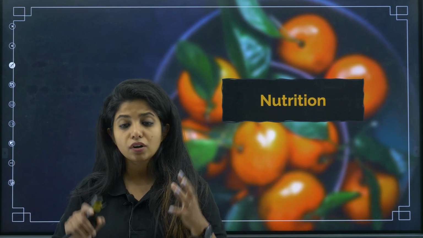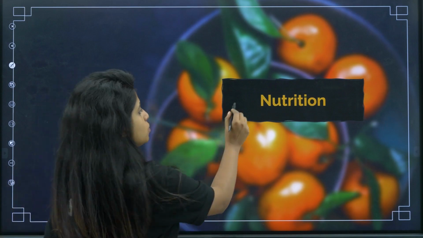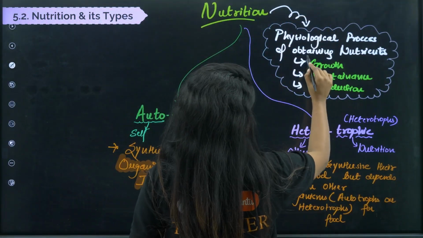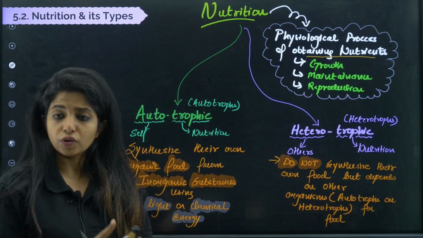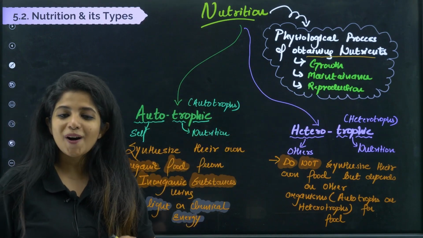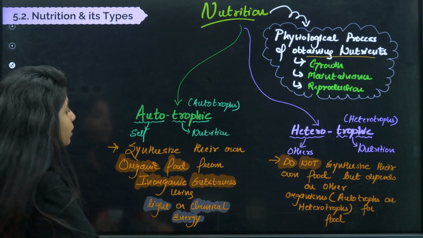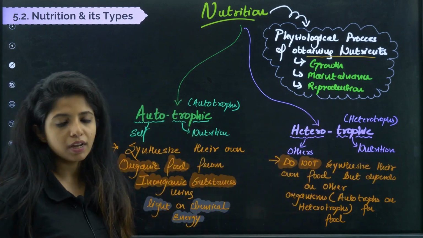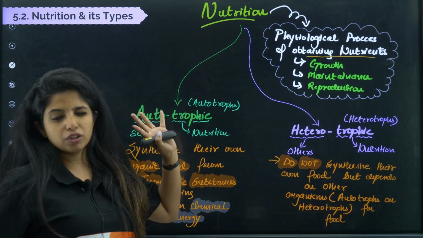So all this process runs on the basis of one fuel, that is what? Nutrition. So nutrition is a physiological process of obtaining nutrients, my dear children. It's for growth, for maintenance and for reproduction. Now I have two different types of nutrition. One is the autotrophic mode of nutrition and the other one is the heterotrophic mode of nutrition.